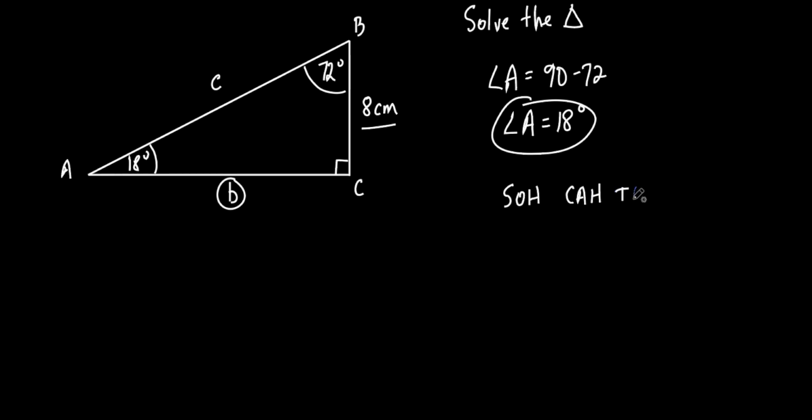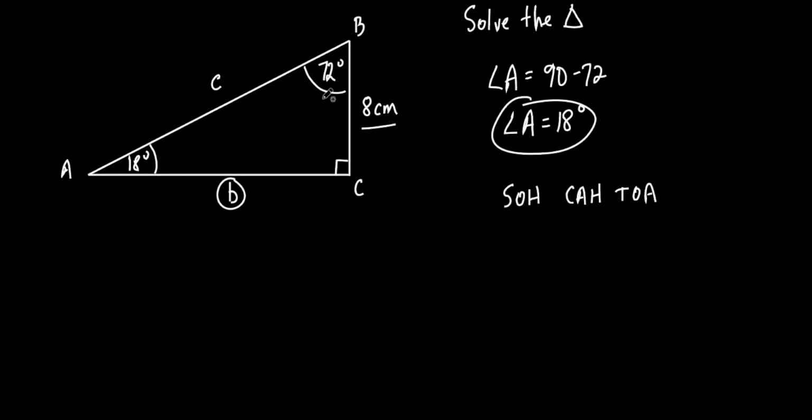SOHCAHTOA. What does this mean? This means the sine is the opposite over the hypotenuse. I know it doesn't say over right here, but that's just how we remember it. Sine is opposite over hypotenuse. The cosine is adjacent over hypotenuse. The tangent is the opposite over the adjacent.